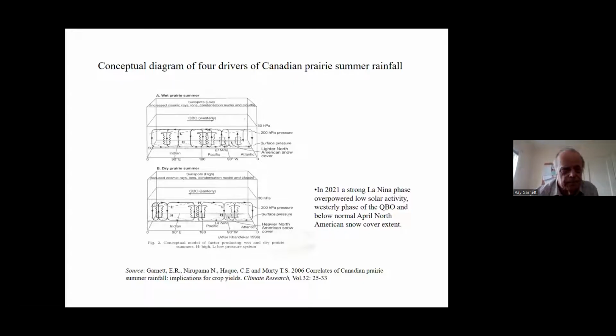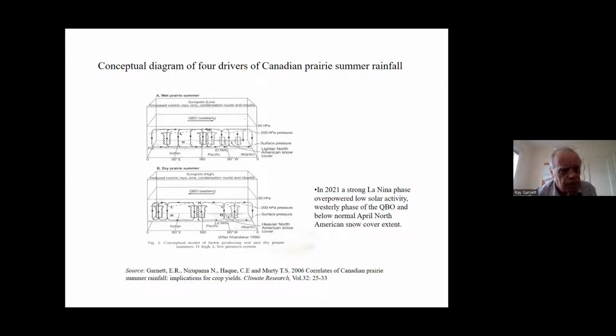This is a conceptual diagram of the paper we did in 2006. We looked at the various factors that are behind a wet summer and a dry summer. In a dry summer, typically it's high solar activity, you get an easterly phase of the QBO, and La Nina is typically what is behind a dry summer. We looked at 4 different forcing functions in this, one being the sun, one being the stratosphere, one being the El Nino Southern Oscillation, and the other being the snow.